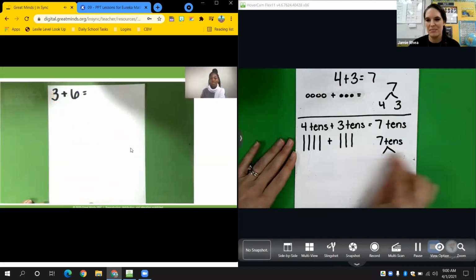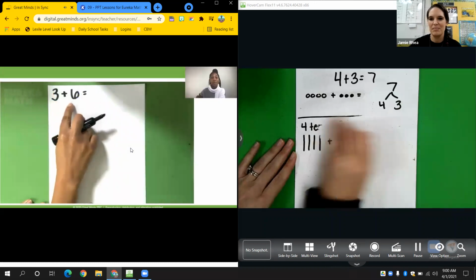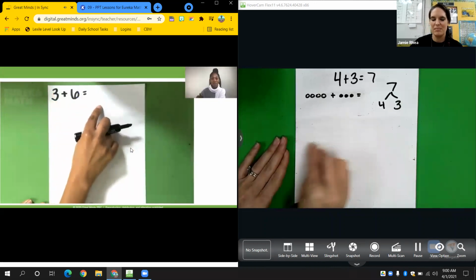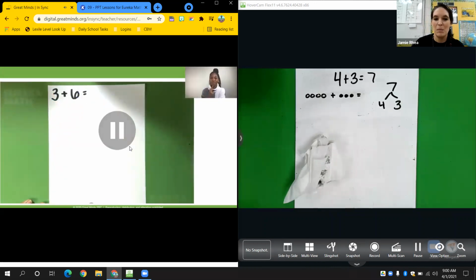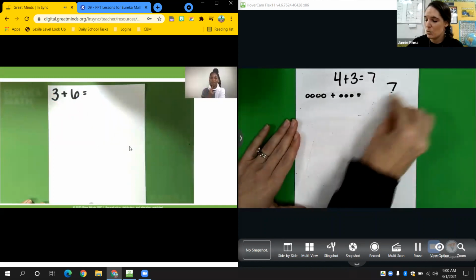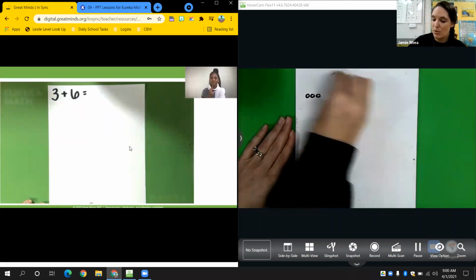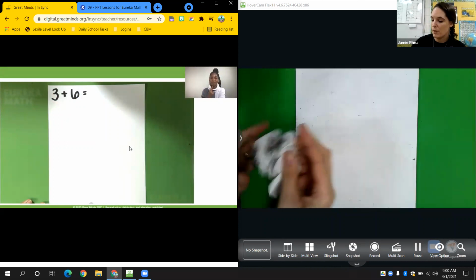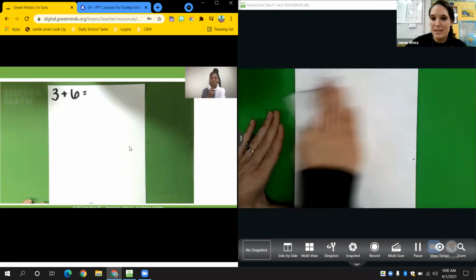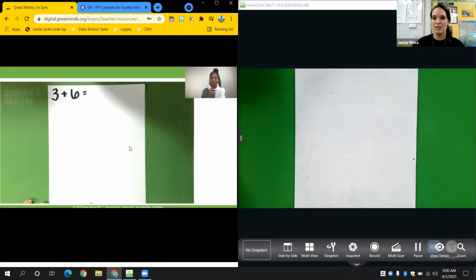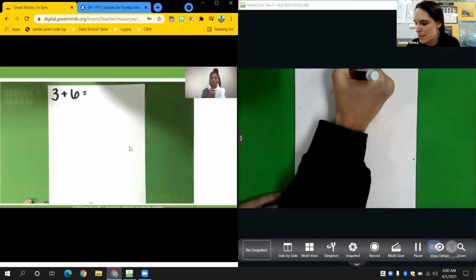Now let's work with the number sentence 3 plus 6 equals something. I'm going to pause it because I'm not done erasing yet. So let's erase and write that problem on our board. I'm messy here. There we go. Okay, so now write 3 plus 6.